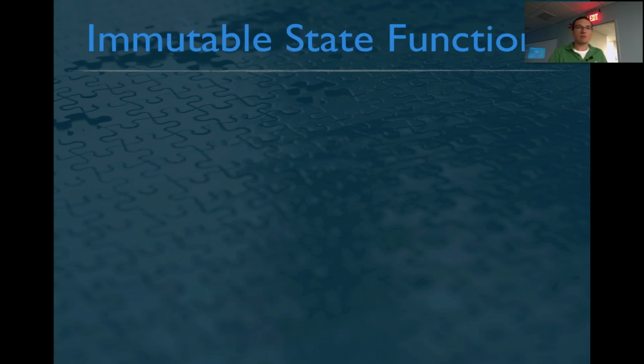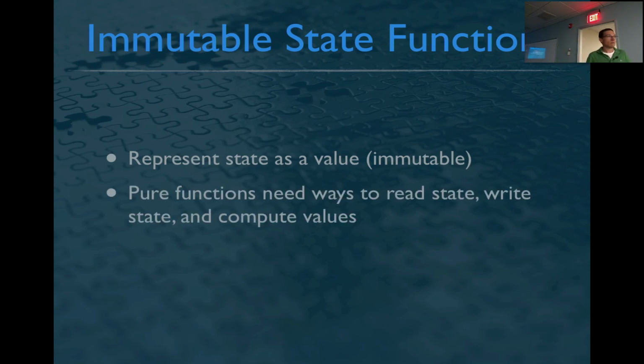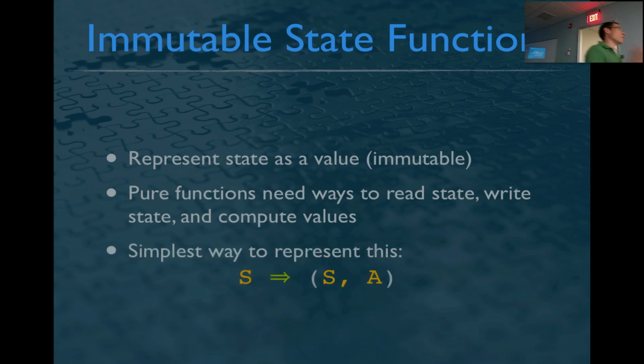So how can we do better? The basic idea here is we're going to represent state as immutable values. Don't hold me too strongly to this pure functions concept because I'm doing I/O and all that. But ignoring that part of it, we want pure functions. They're going to need ways to read state, write state, compute values based off that state. And the simplest way to represent that is that type signature. So this is basically just what we worked on. That type signature makes sense, right?